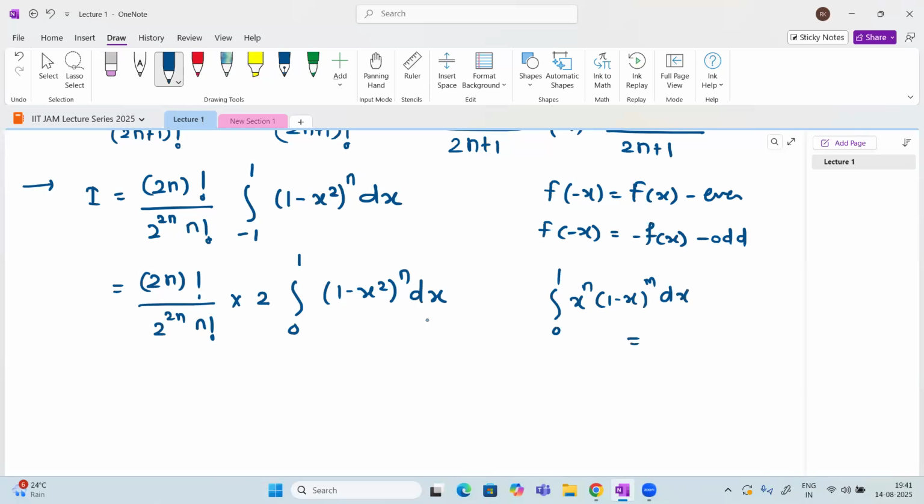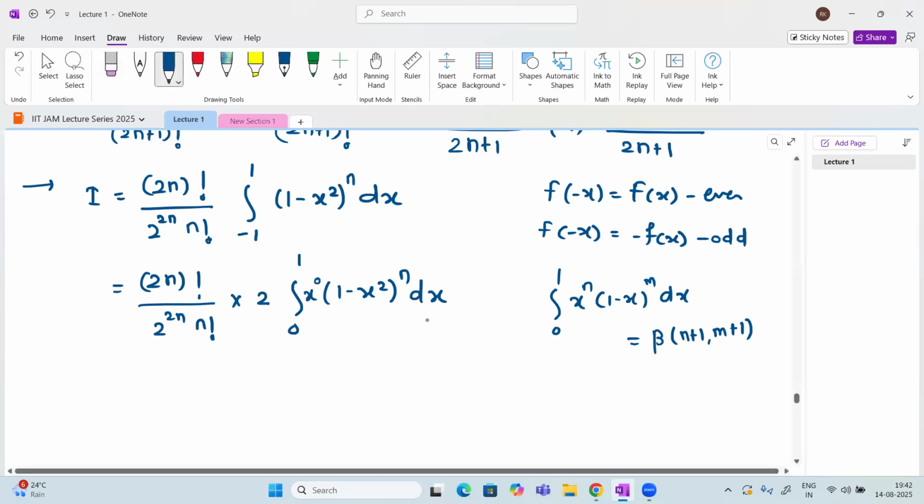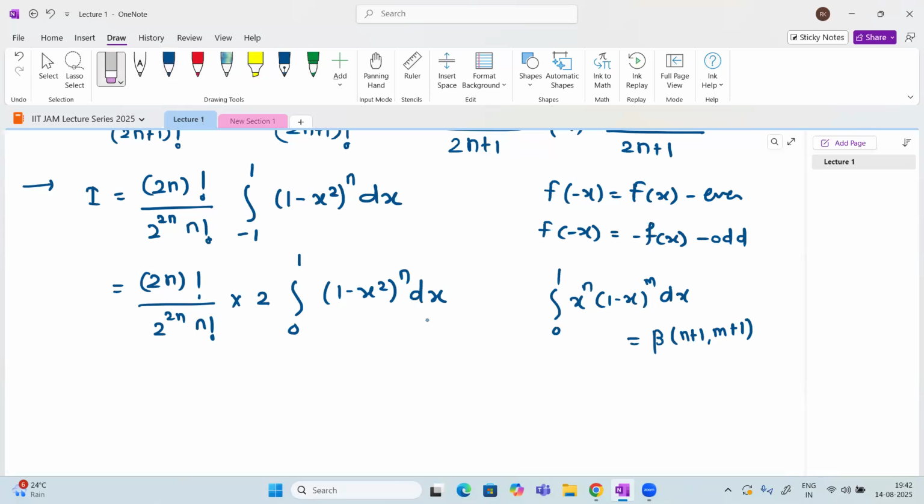So you see, let me write the definition of beta function here. This is beta of n plus 1, m plus 1, right? But the problem is that we don't want the square here. Otherwise, there was no issue. You were telling x raised to 0 is here and you can find m and n. But the problem is that we have a square here. We don't want the square. So we can put x equal to sine theta.